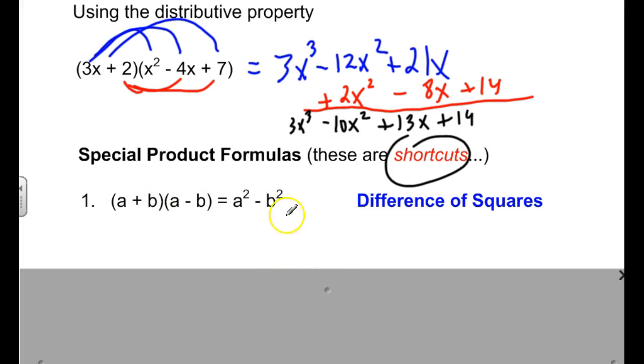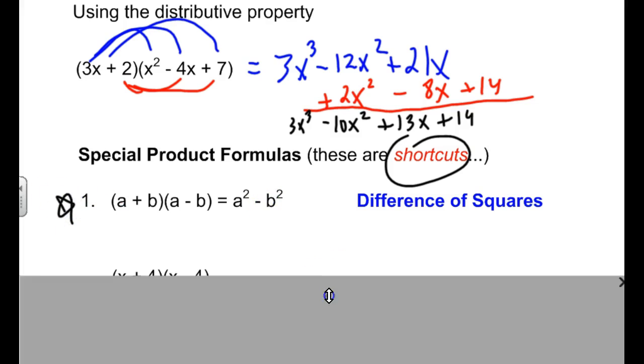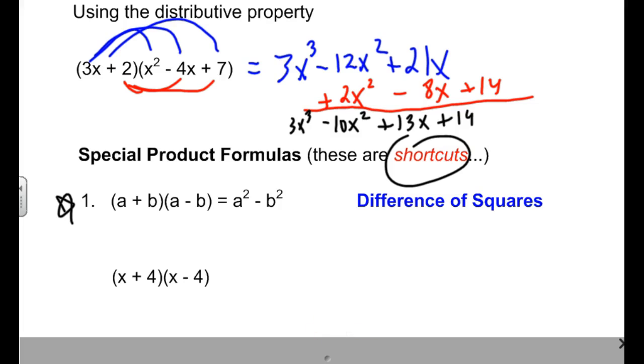You want to memorize this. This is one you will know. It's very important. We use it all the time. In algebra 2, if you think about it, your A is like your X here.